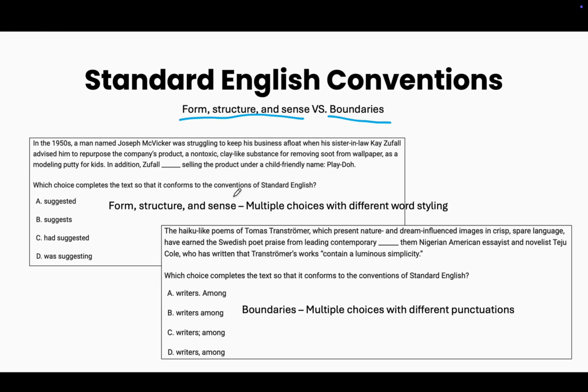So how can you tell which one you're looking at on test day? It's simple. If the answer choices look like different word forms, so basically verbs changing tenses, single versus plural, or slightly different versions of the same word, that's a form, structure, and sense question. If the answer choices are different punctuation marks, so periods, semicolons, commas, colons, dashes, then that's a boundary question.